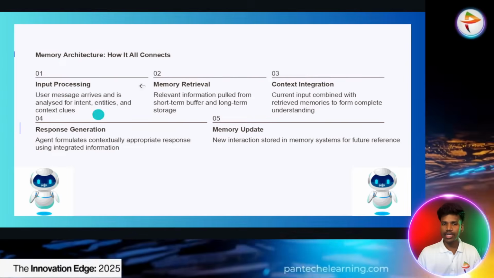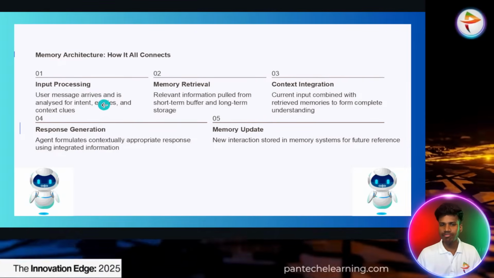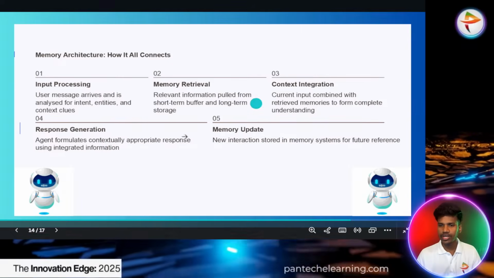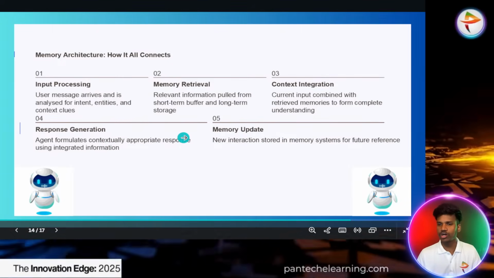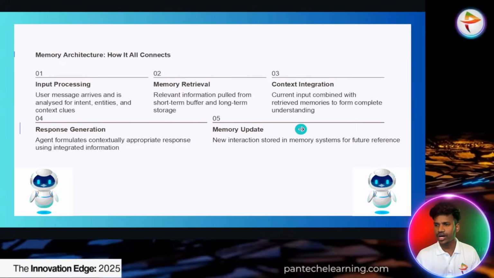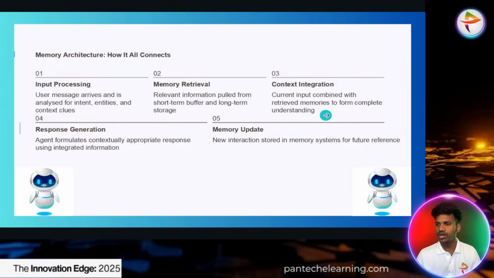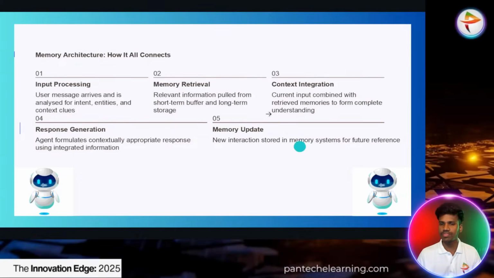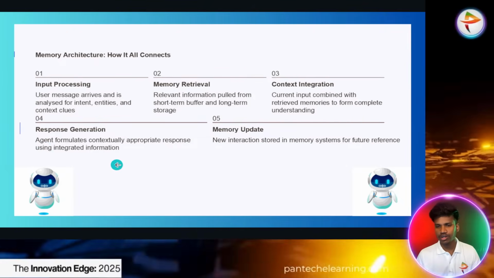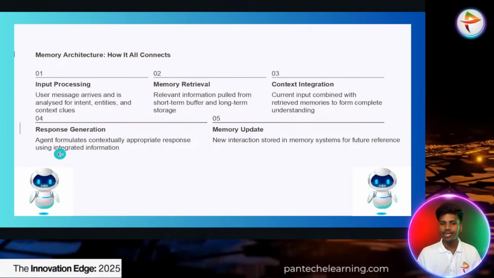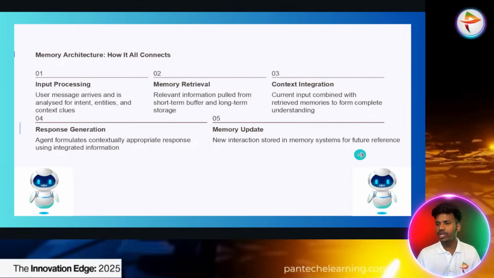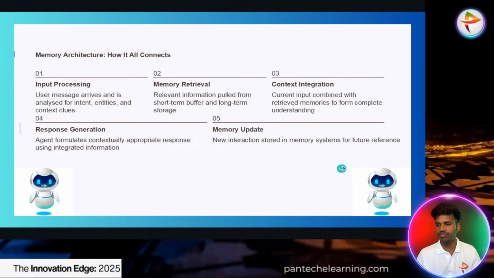So first is input processing. The user message arrives and is analyzed for intent, entities and context clues. Memory retrieval: relevant information is pulled from the short-term buffer and long-term storage. Context integration: current input is combined with the retrieved memories to form a complete understanding of the user query. Response generation: the agent formulates a contextually appropriate response using integrated information. And memory update: new interaction is stored in the memory system for future reference.